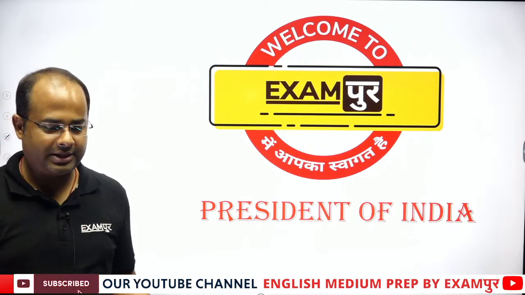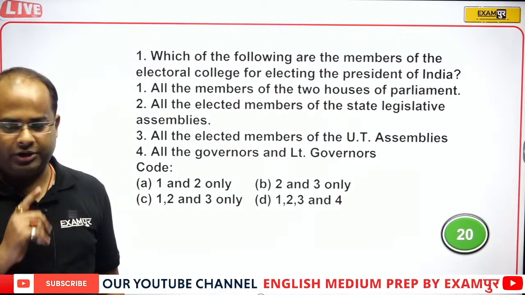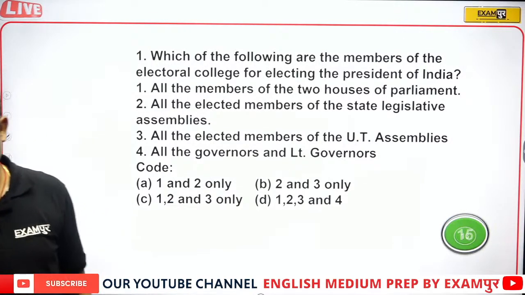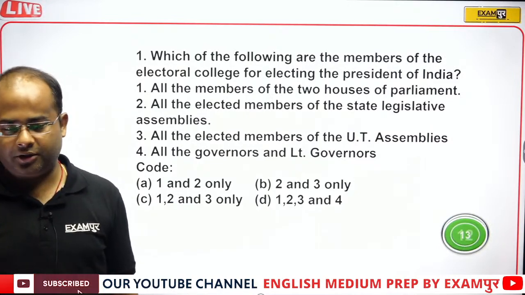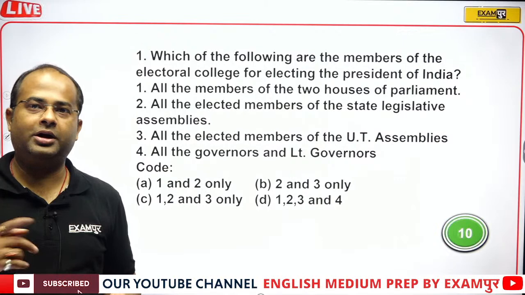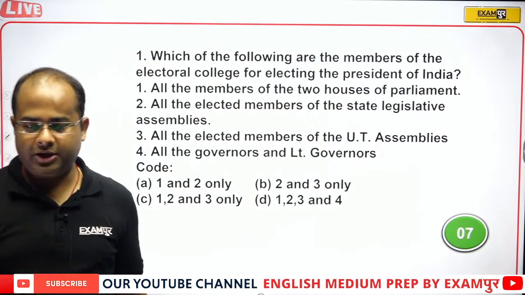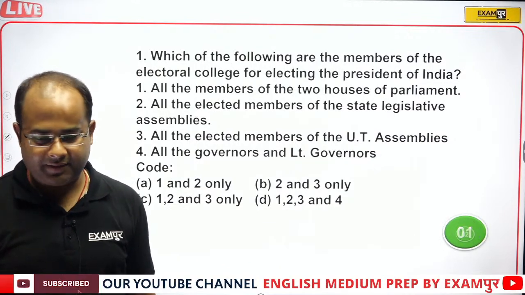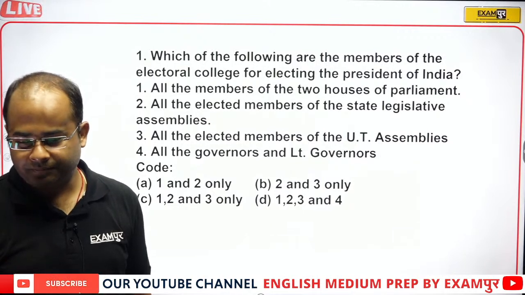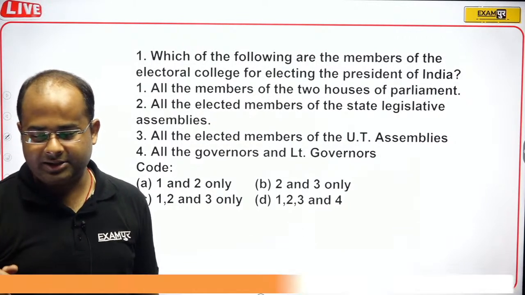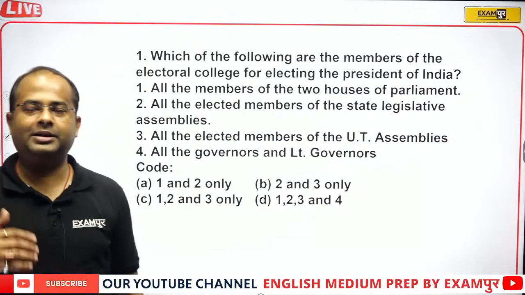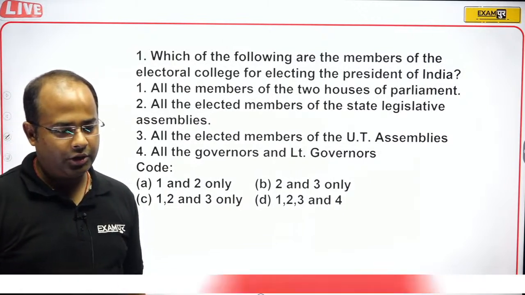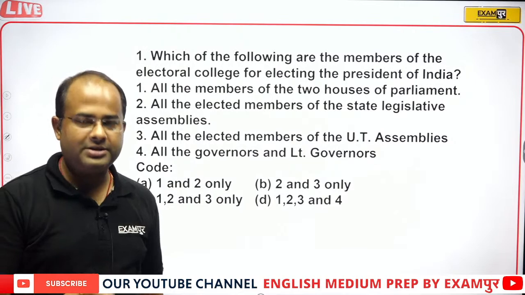Now here is the first question before you: which of the following are the members of the electoral college for electing the President of India? The options are: all the members of two houses of parliament, all the elected members of the state legislative assemblies, all the elected members of union territory assemblies, and governors and lieutenant governors. The choices are 1 and 2, 2 and 3, 1, 2 and 3, or 1, 2, 3 and 4. So what is the correct answer?